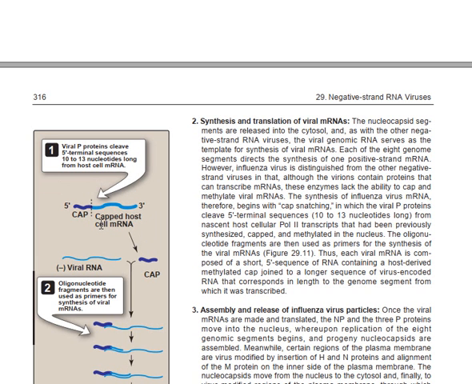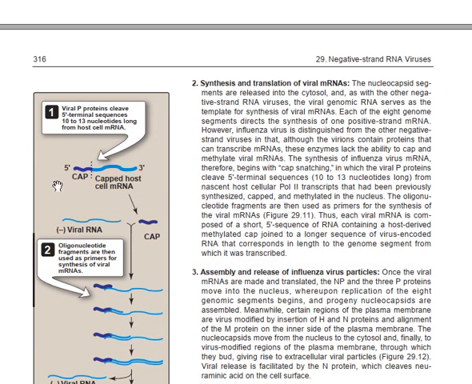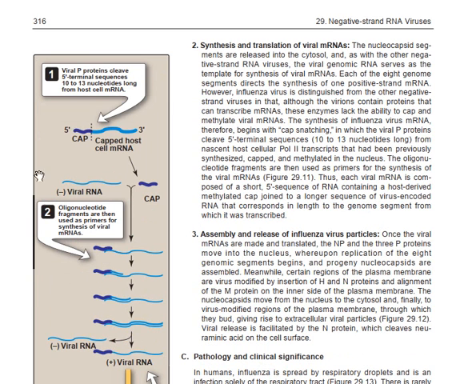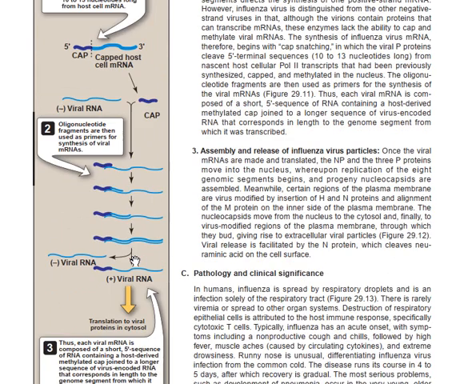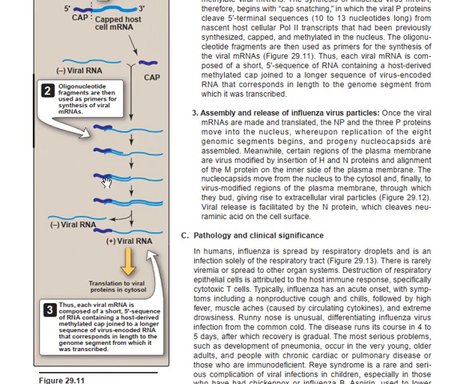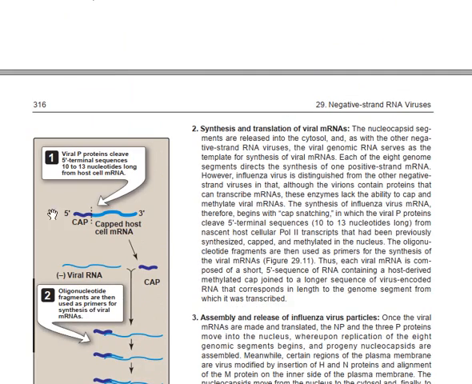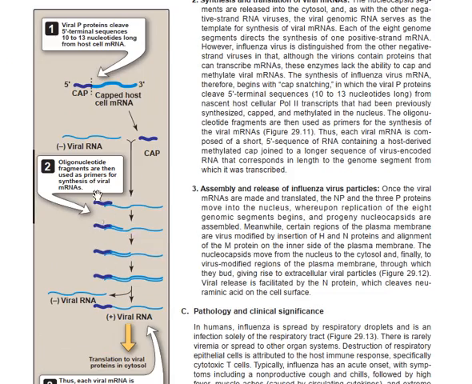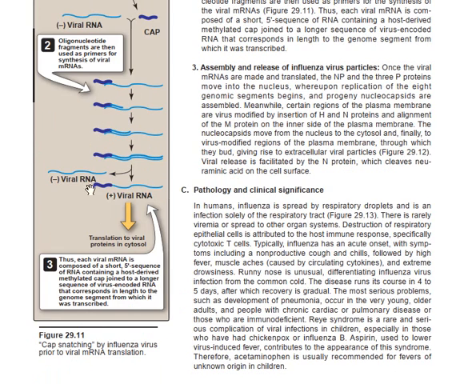When this cap is removed, it can be used in transcription. So you have the removal of the cap. The oligonucleotide fragments are then used as primers for the synthesis of the different mRNAs. Because this one is 5' to 3', it is converted to produce the different sequences of the positive viral RNA, and the positive viral RNA can now be used in translation.